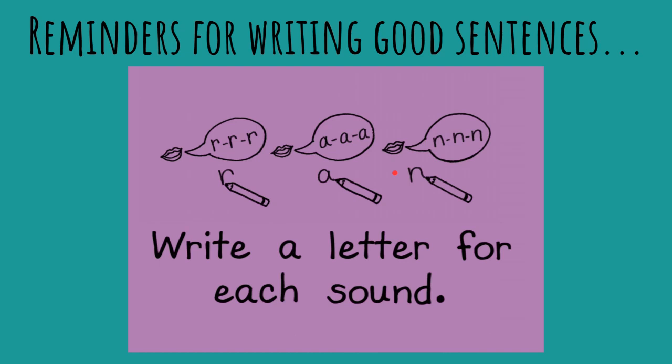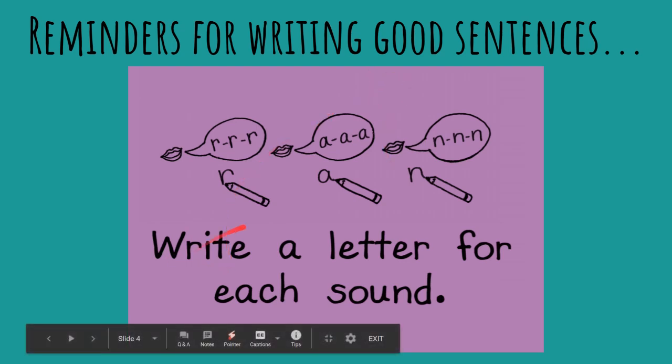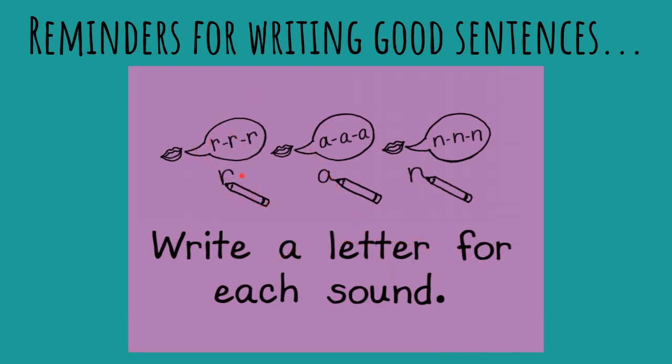Our second reminder for writing good sentences is to write a letter for each sound. So you want to write a letter for every sound you hear. If you're writing the word ran, and you're sounding out ran, you want to make sure to write a letter for every sound you hear. A good way to do that is to stretch out the word. Instead of saying sun, you'll say sssuuunnn. That way your brain hears all the sounds in the word and you can write all the letters in the word.